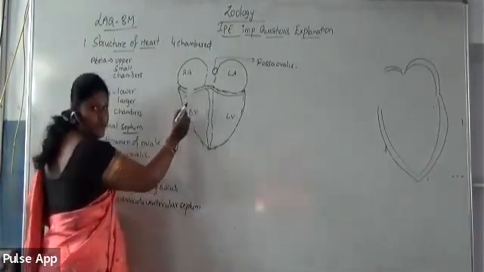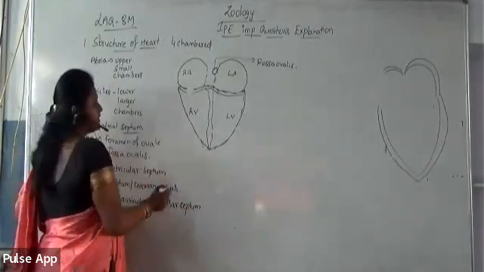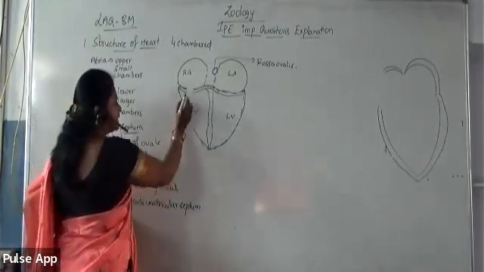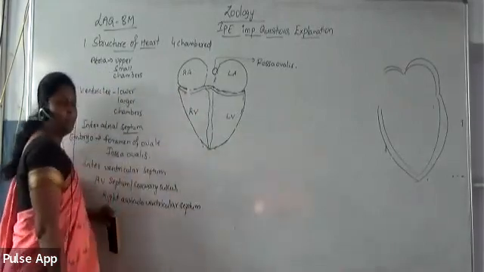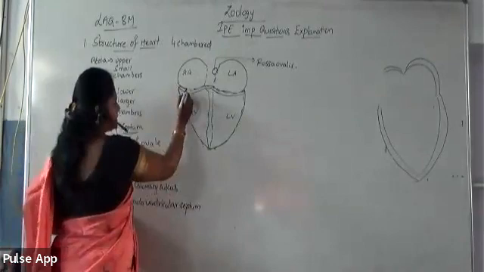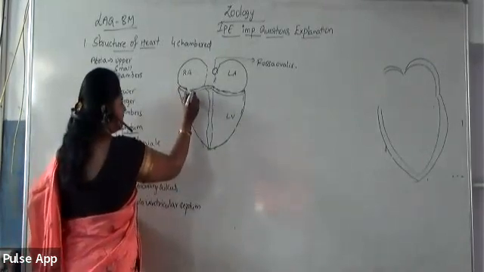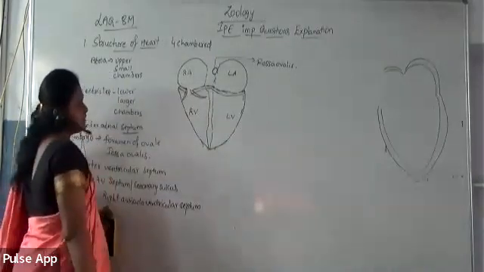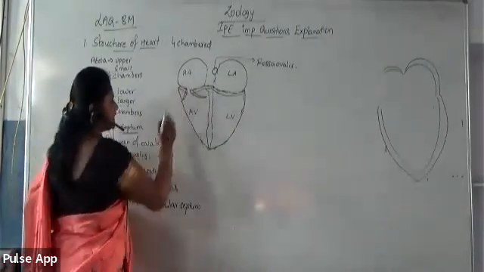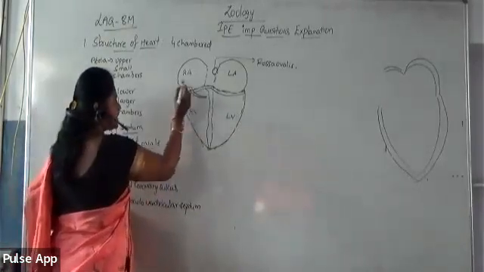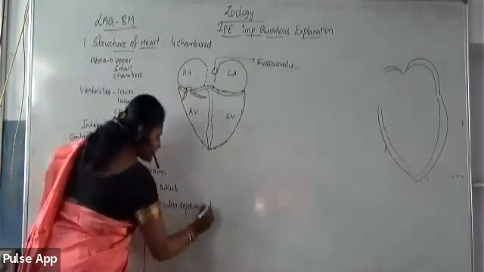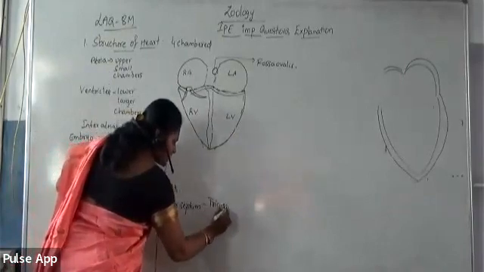auriculoventricular aperture. This aperture is guarded by a valve. That valve is called the tricuspid valve. So this right side has the tricuspid valve, which means it contains a total of 3 cusps.